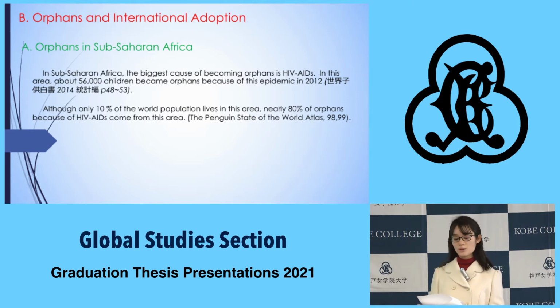Although only 10% of the world population lives in this area, nearly 80% of orphans because of HIV/AIDS come from this area.